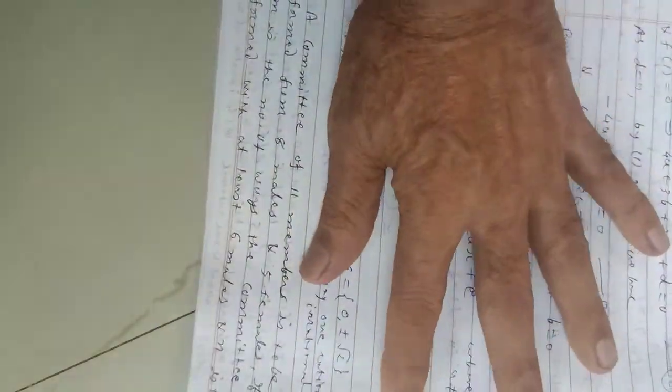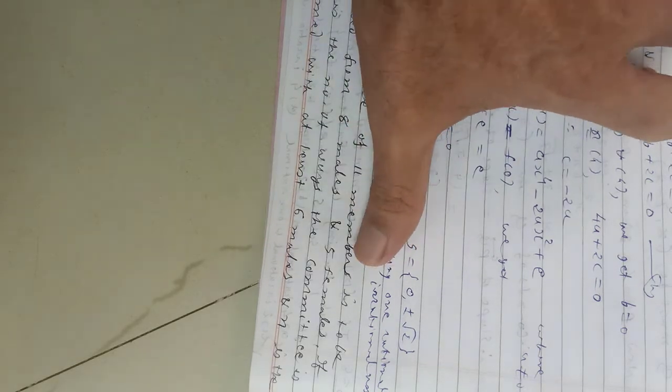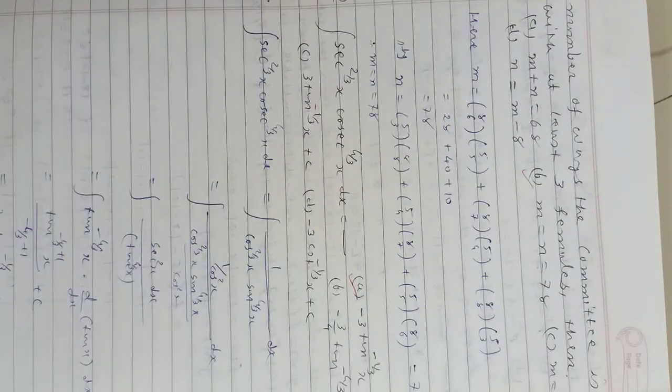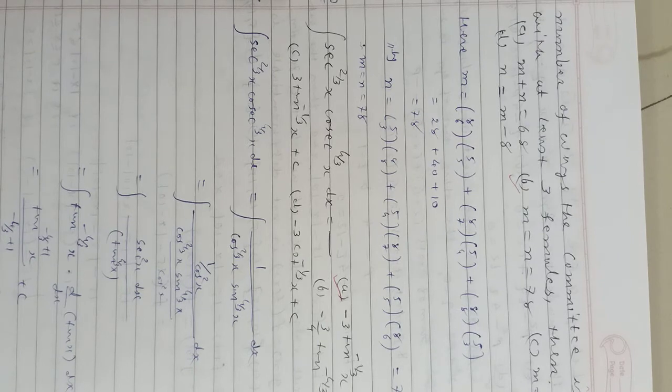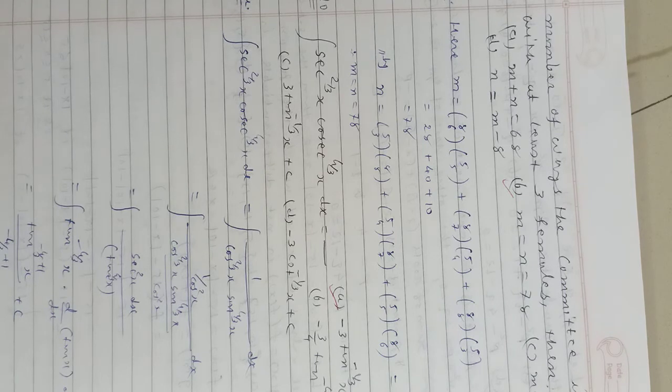Now sum number 9. Sum number 9 is easy for you. See, you have to make a committee of 11 members from 8 males and 5 females. If M is the number of ways the committee is formed with at least 6 males and N is the number of ways the committee is formed with at least 3 females, then what is the relation? Out of 4 options, which one is correct? So very easy to say.